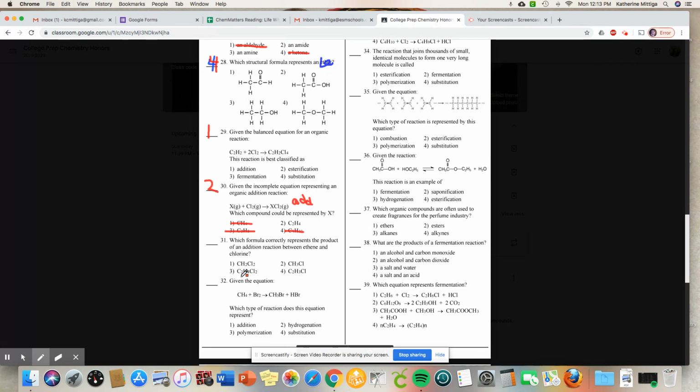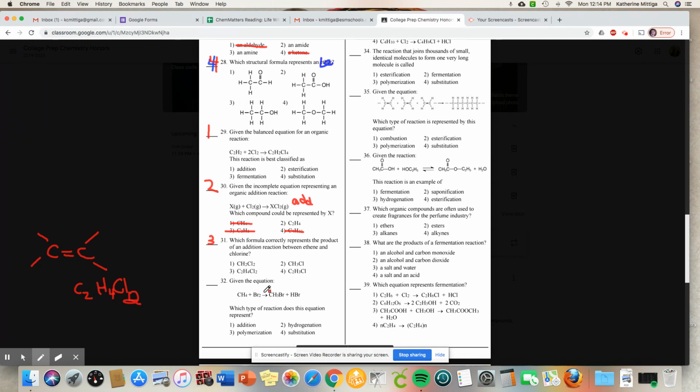Which represents the product of an addition reaction between ethene and chlorine? So ethene is C2H4. How did I know that? Well, "eth" is 2, "ene" means double bond. Fill in the rest. So C2H4 plus chlorine is Cl2. Why is it Cl2? It's a diatomic. So C2H4, Cl2. Don't you dare simplify that down to an empirical formula, because we have to have all of those.